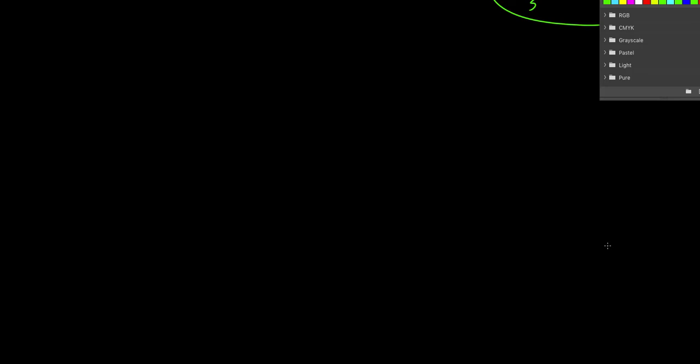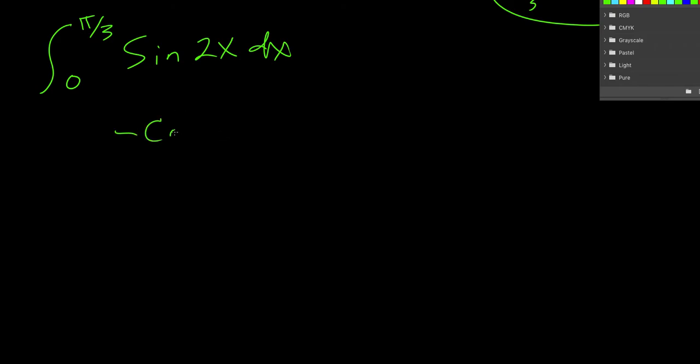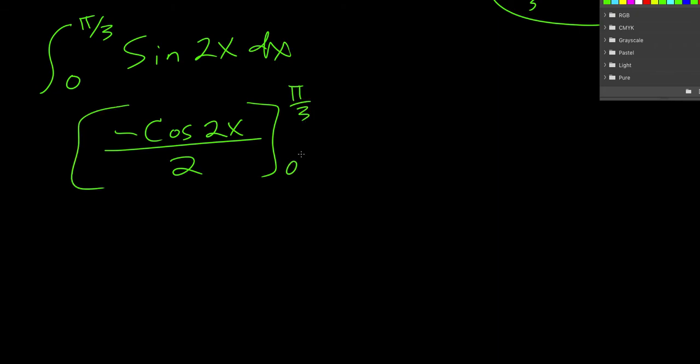Okay, now we got another one. This time we're going from 0 to pi/3, and sine of 2x. Now, if we take the antiderivative of sine, we get negative cosine. And then remember, with the chain rule, we have to divide by the derivative of the inside. So we divide by 2. We evaluate that from pi/3 to 0.